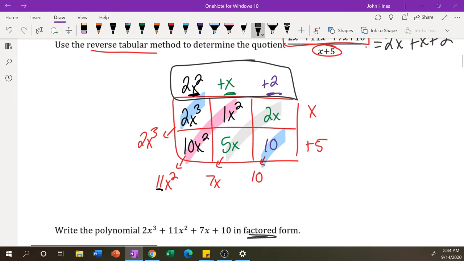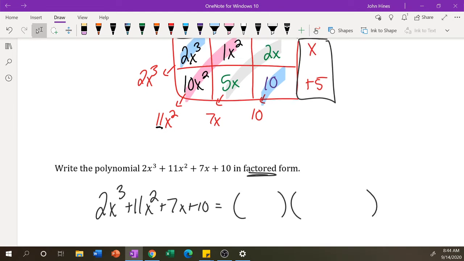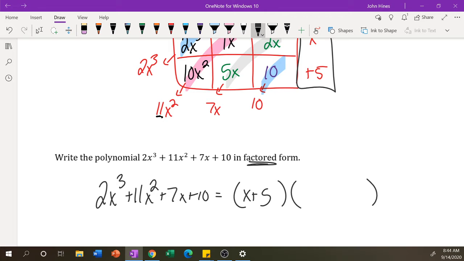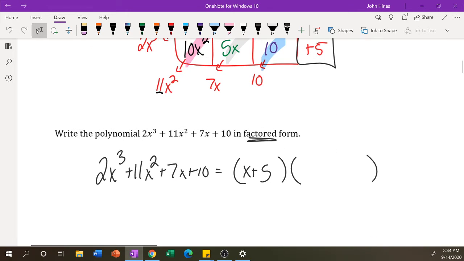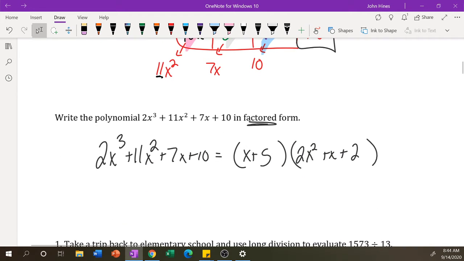Well, let's look at this box and pretend like we didn't know that I just did division. I could view this as a multiplication problem. X plus 5 times my quotient gives me that third degree polynomial there. So the two factors are x plus 5 times 2x squared plus x plus 2. Those two factors multiplied together give me that output of the table. So in the future, you'll see this later on in the unit, we're going to use division to factor polynomials.